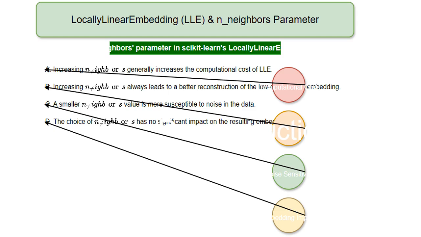I've noticed that while a larger n_neighbors sometimes improves the reconstruction, it's not a guarantee. Too many neighbors can capture global patterns instead of local relationships, actually worsening the embedding. It's a bit like trying to describe a person. Using too many broad traits might miss their unique personality.